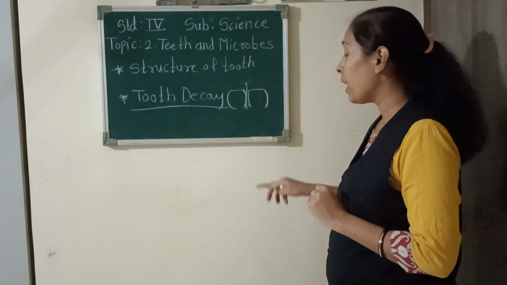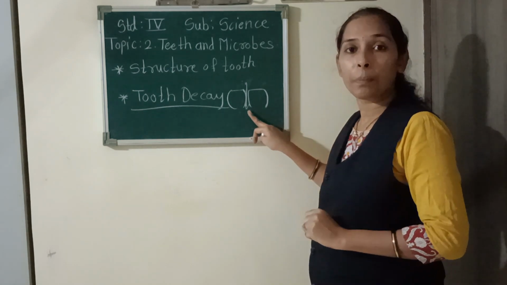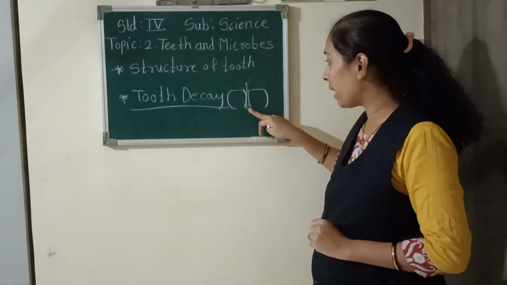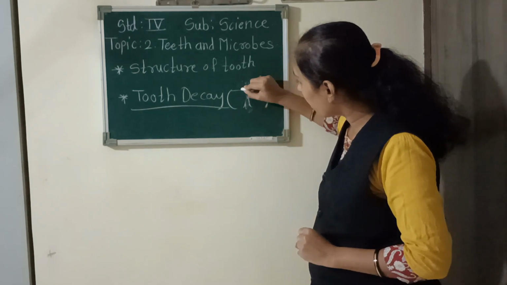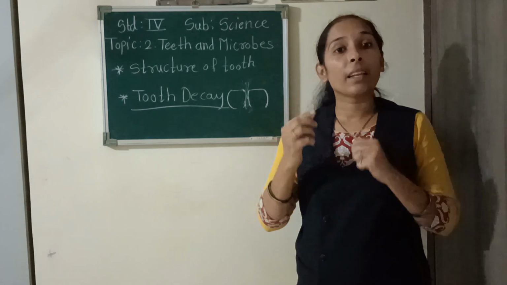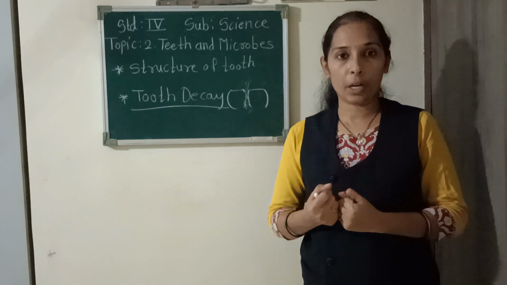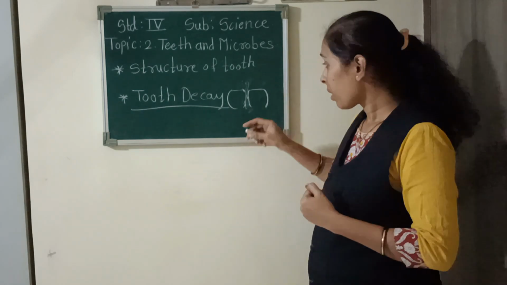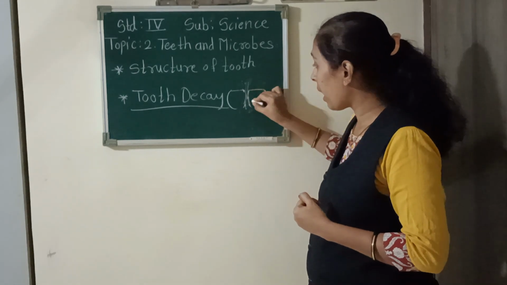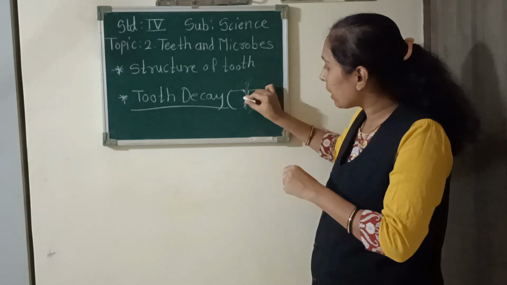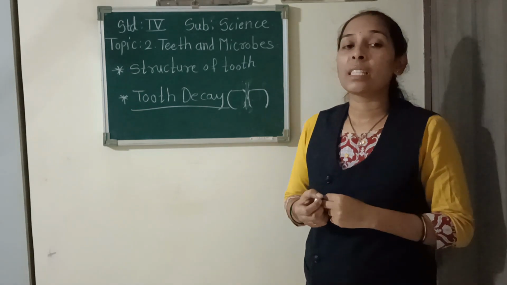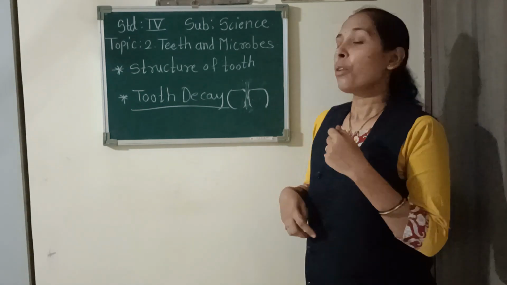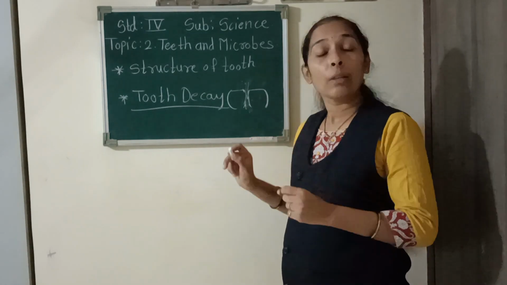So what I am saying is that if we do not brush our teeth properly, then that food material gets stuck or remains in the gap between the teeth. And there it starts to rot. Why does it start to rot? Because it is stuck, present in the gap between the two teeth, and in that place it starts to rot.